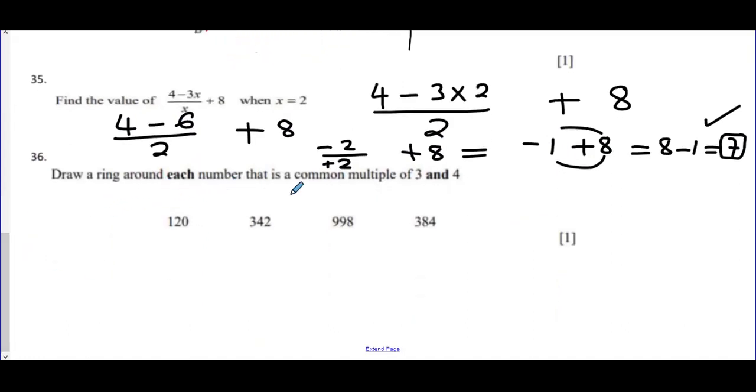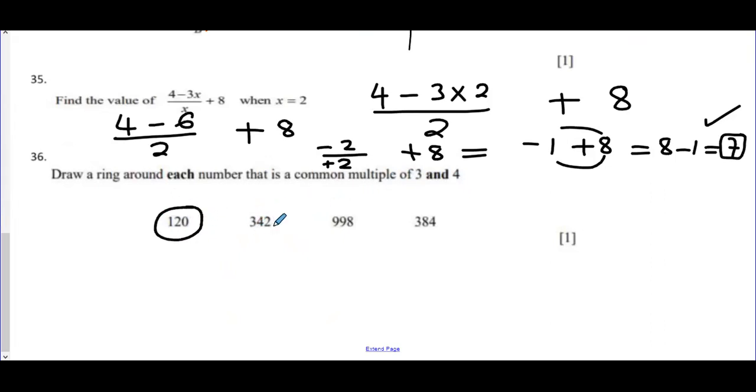Draw a ring around each number that is a common multiple of 3 and 4. Meaning check, is 120 divisible by both 3 and 4? Let's check. 120 divided by 3 is 40. 120 divided by 4 is 30. So draw a ring. This is a common multiple.